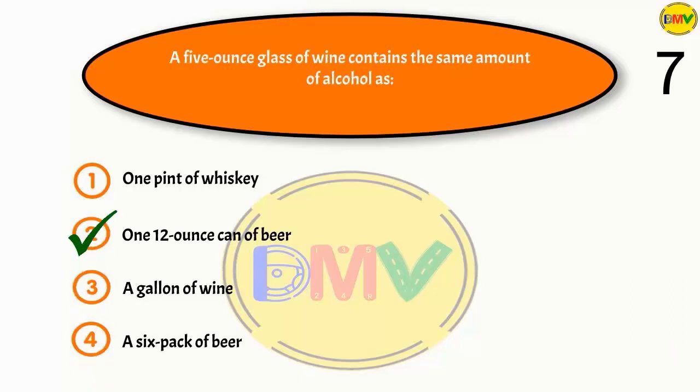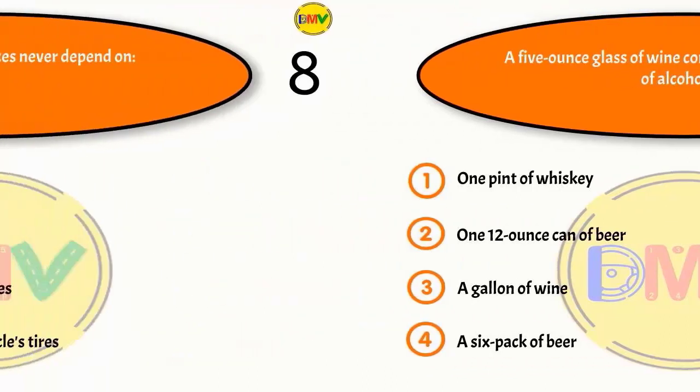The correct answer is 2. A 5-ounce glass of wine at 12% alcohol, a 12-ounce can or bottle of beer, and 1.5 ounces of 86 proof liquor all contain approximately the same amount of alcohol. A person's ability to drive will be equally impaired by the same amount of alcohol no matter what kind of alcoholic beverage they drink.